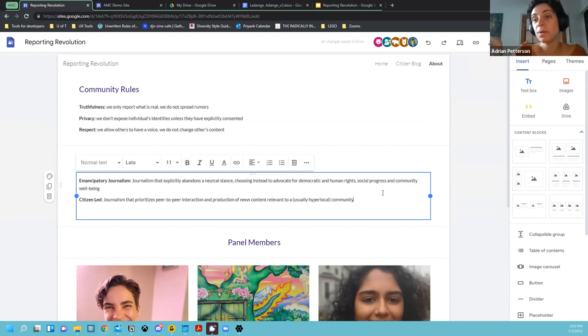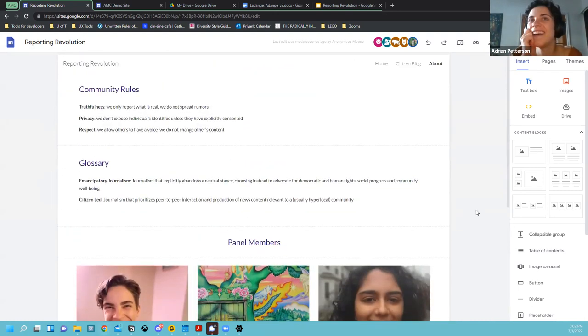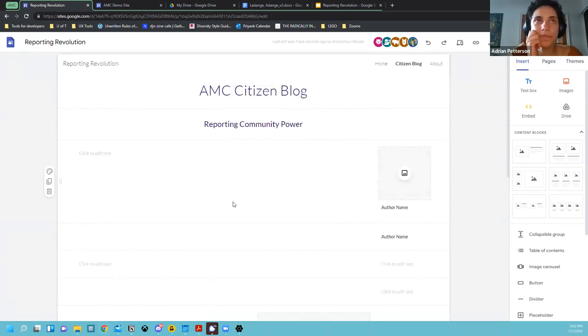So if you want to talk about something in your post that other people might not know about, you can add the definitions here to the glossary. You can also see pictures of us at the bottom of the page. But now we can turn our attention to the citizen blog.